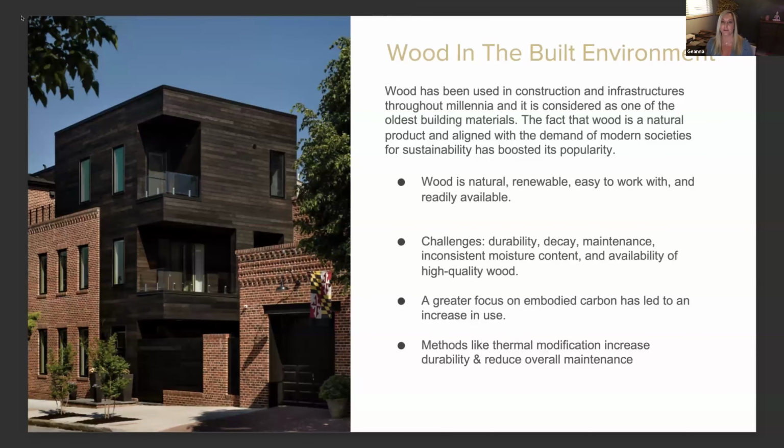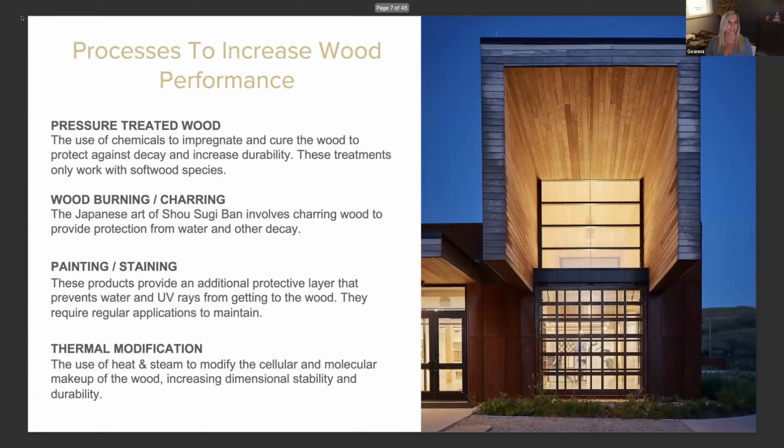As architects and designers, you love to use wood in your projects. Wood is natural, it's renewable, it's easy to work with, and it's readily available. As you know, there are a lot of challenges when using wood as far as durability, decay, ongoing maintenance, inconsistency in moisture, and the availability of high quality wood. Recently, there's been a greater focus on embodied carbon that has led to the increase of wood in building design. And methods like thermal modification increase durability, but reduce the overall maintenance when you're using wood in your projects.